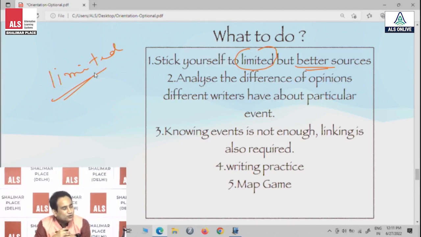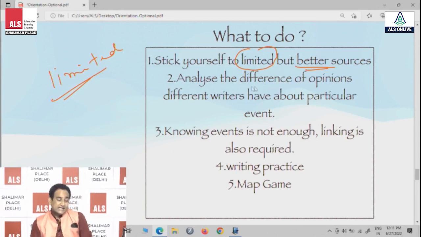So it is normal, even a history graduate like us also, it was there. Always I was confused, what is this they have asked? Was it in the syllabus or not? So this way you have to consolidate. So stick yourself to limited but better sources.